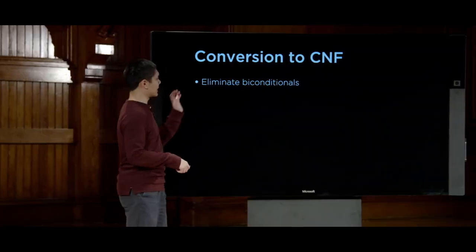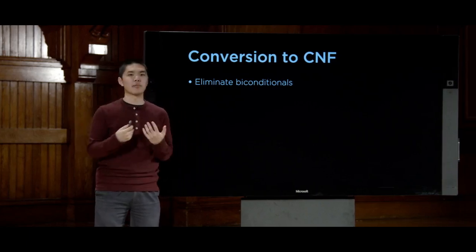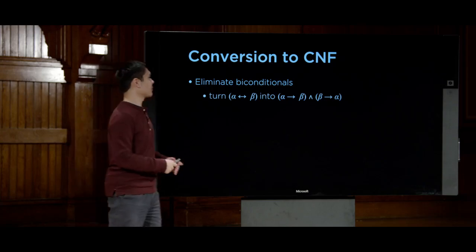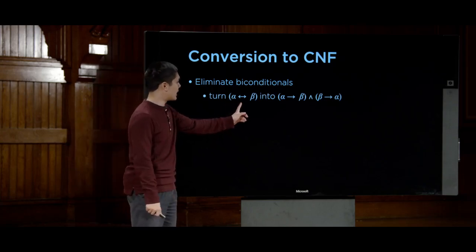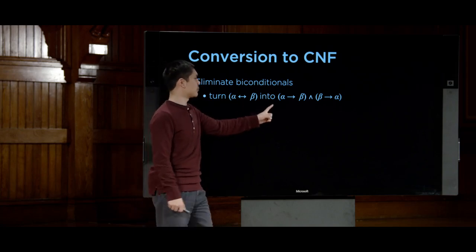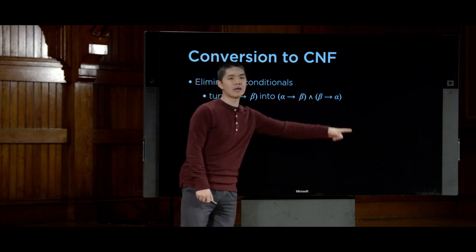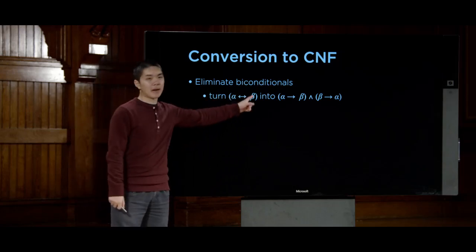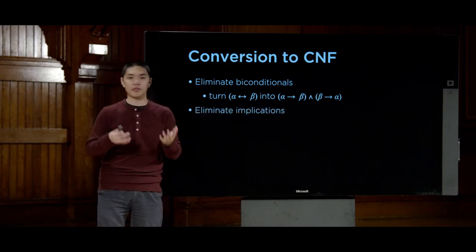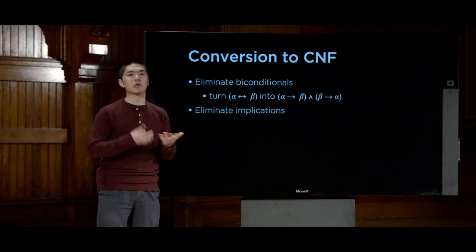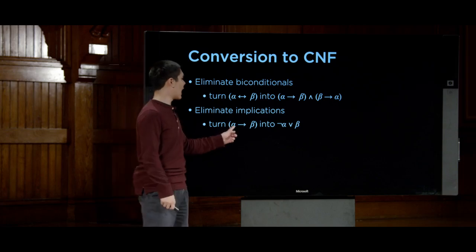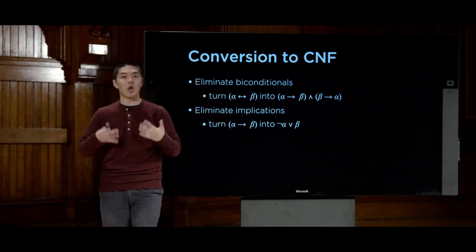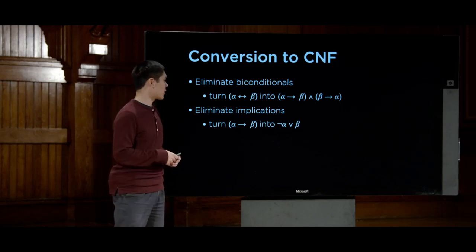So the first step will be to eliminate biconditionals, those if and only if double arrows. And we know how to eliminate biconditionals because we saw there was an inference rule to do just that. Anytime I have an expression like alpha if and only if beta, I can turn that into alpha implies beta and beta implies alpha, based on that inference rule we saw before. Likewise, in addition to eliminating biconditionals, I can eliminate implications as well, the if-then arrows. And I can do that using the same inference rule we saw before too, taking alpha implies beta and turning that into not alpha or beta, because that is logically equivalent to this first thing here.